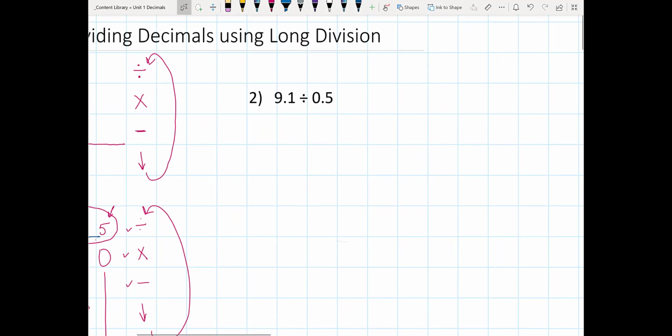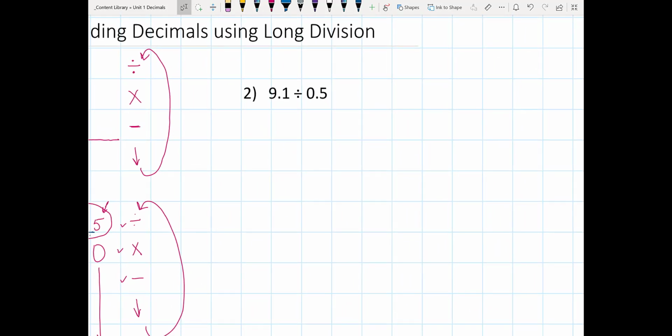All right, let's do another one together. 9.1 divided by 0.5. First thing I'm going to do is set up my problem. I know that 9.1 is going to go on the inside.